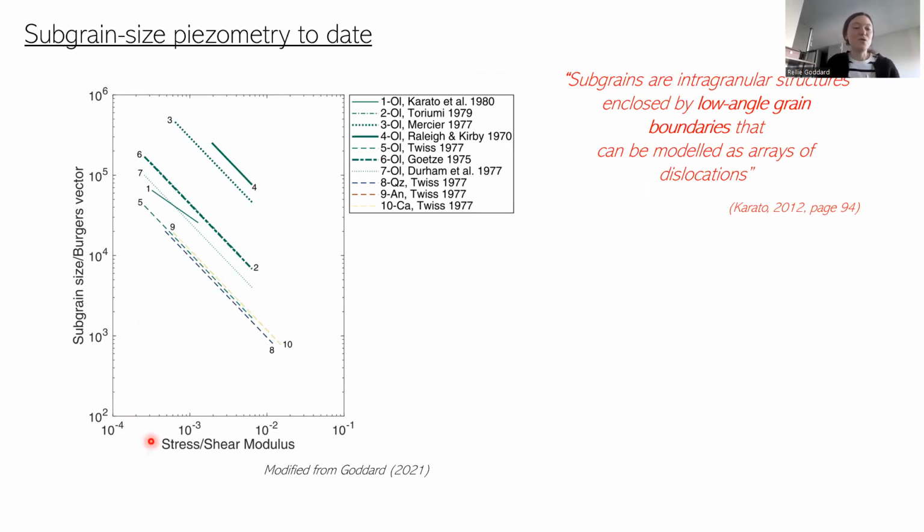This is a similar plot to what I was showing you for grain size piezometry, except this time I've already normalized the subgrain size by the Burgers vector and the stress by the shear modulus. And what you'll note is that of the 10 subgrain size piezometers that exist, 7 of them are olivine. So in theory, all of these should collapse down onto a single relationship, but there is massive variety in the subgrain size piezometers that currently exist. And in part, this is potentially due to how people have defined subgrains across different studies and how they've measured subgrains across different studies, because the measurement size is very sensitive to the technique that you use.